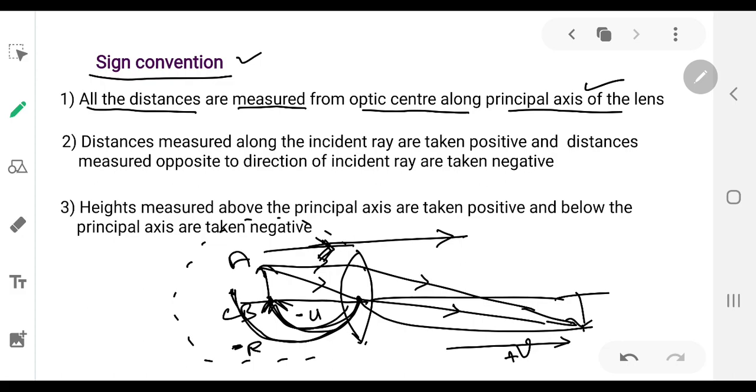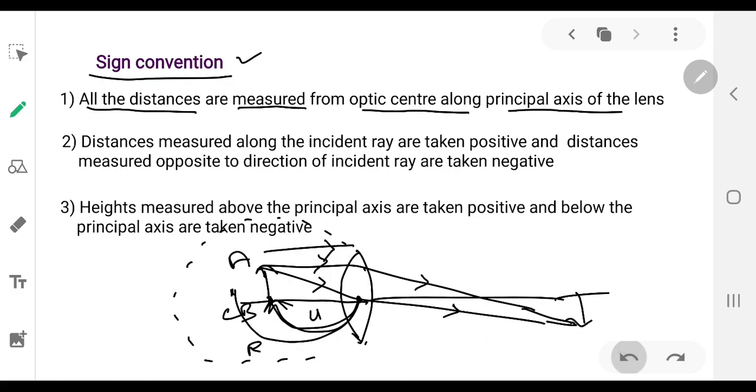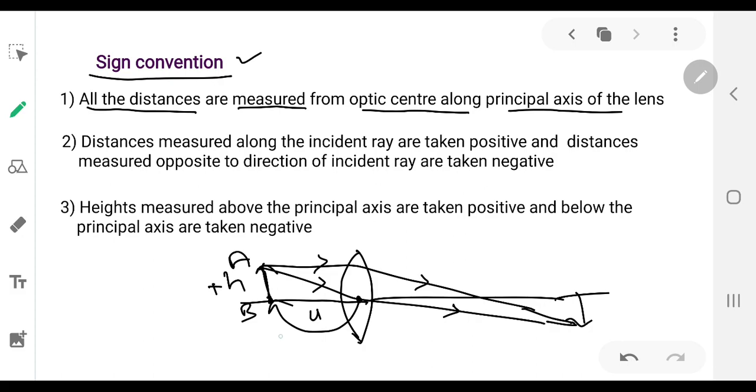Heights measured above the principal axis are taken positive and heights measured below the principal axis are taken negative. So object AB is above the principal axis, its height is taken as plus h. The image A dash B dash is below the principal axis, so its height h dash is taken negative.